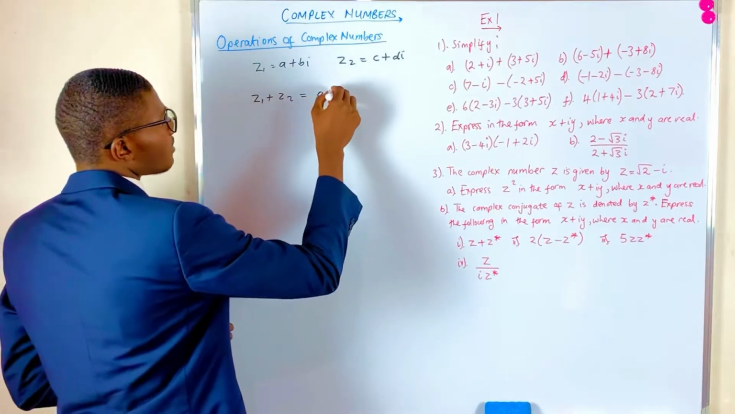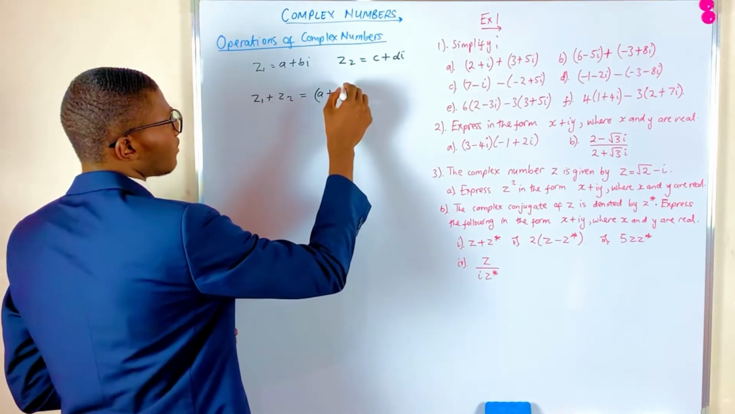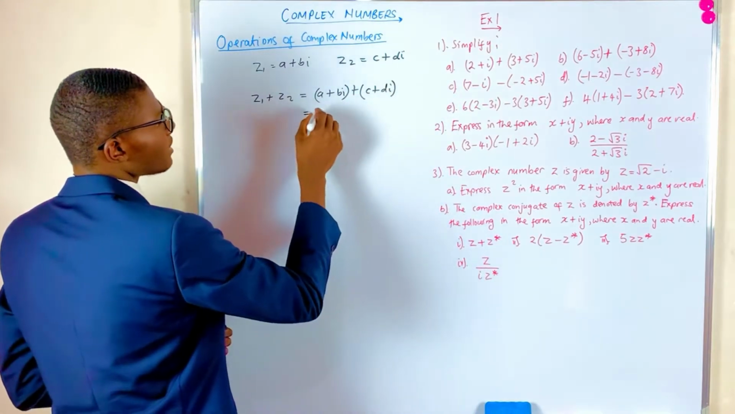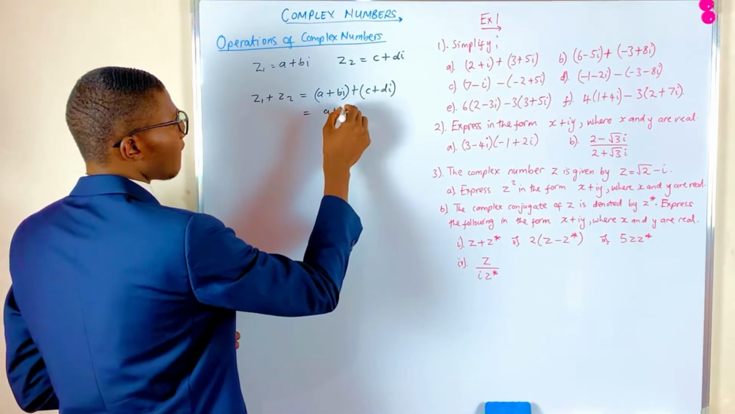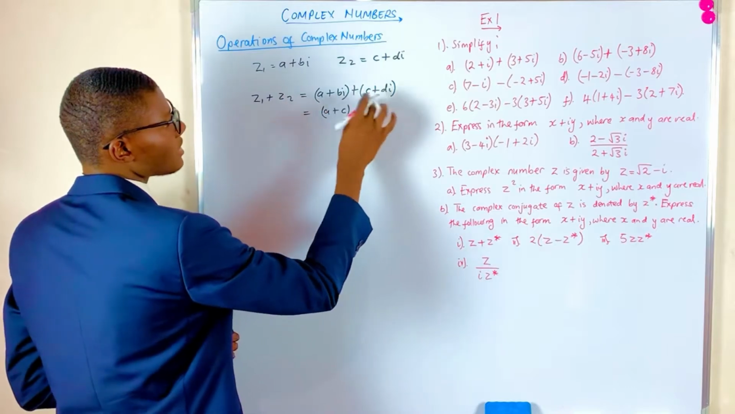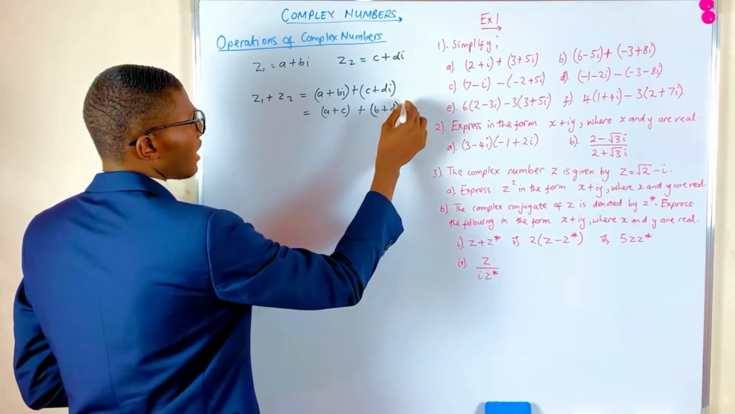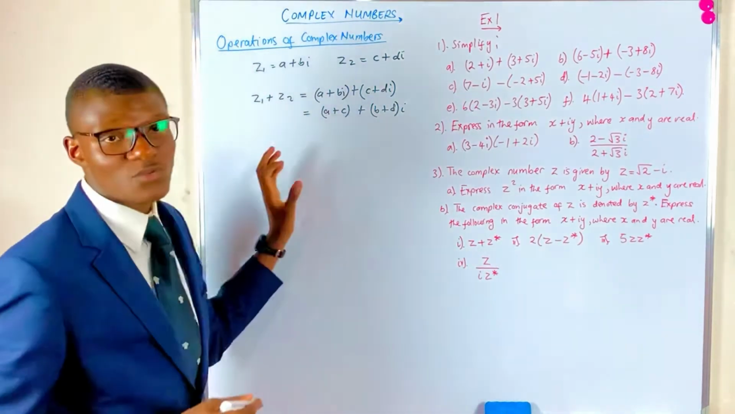So a plus bi plus c plus di. Adding the real parts, we're saying a plus c, then plus adding the imaginary parts, b plus d, i, like this. So this is for addition.